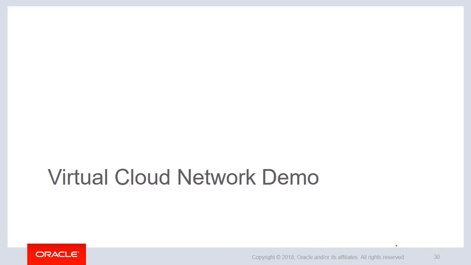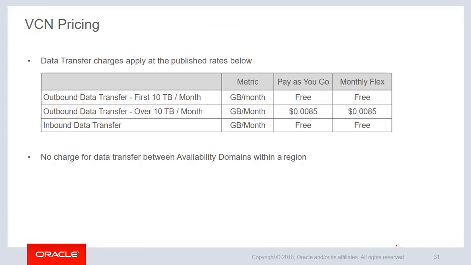Last thing on pricing is very simple. You can see there is no fee for incoming data. Outbound data for the first 10 terabytes a month is free. After that, there's a nominal fee, and there's no charge for data transfer between ADs within a region.